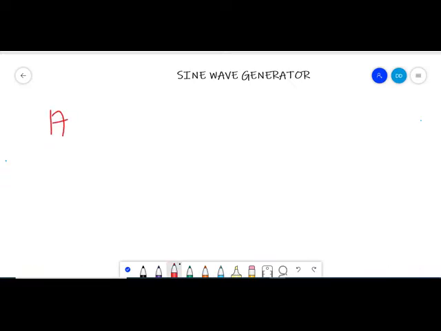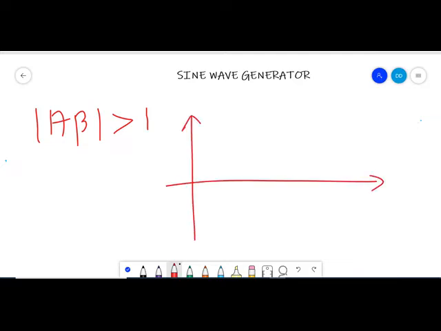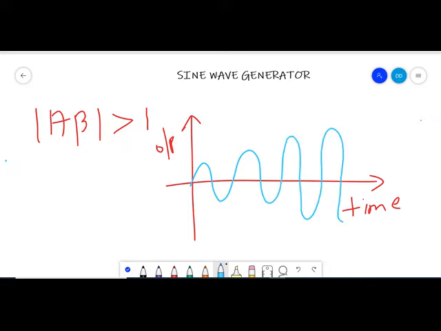If A into beta magnitude is greater than 1, then the output will oscillate, but the output is of growing type. This is the output. This axis is time axis. So we get the output which is growing type. This was when A into beta is greater than 1.